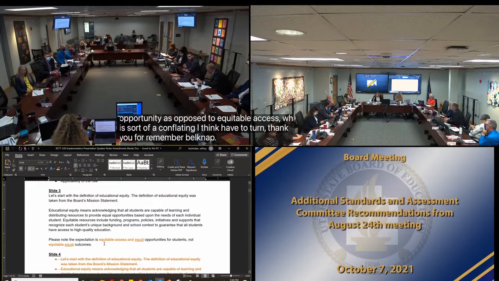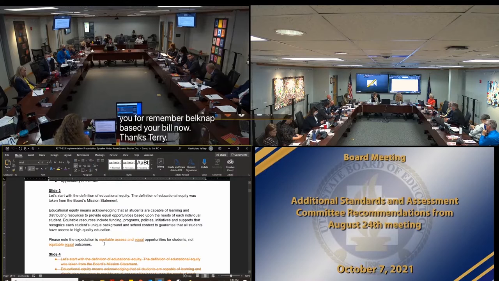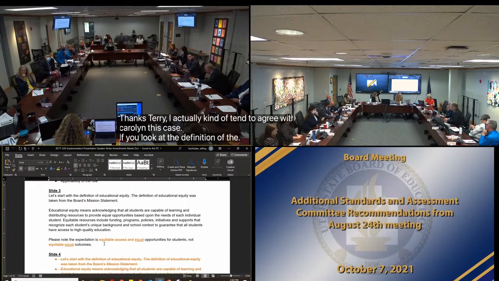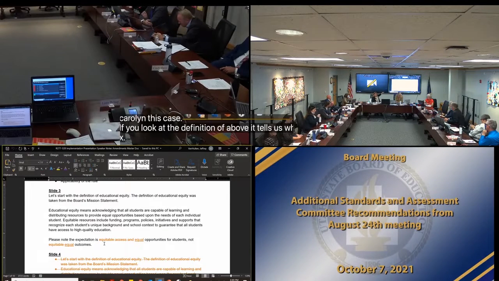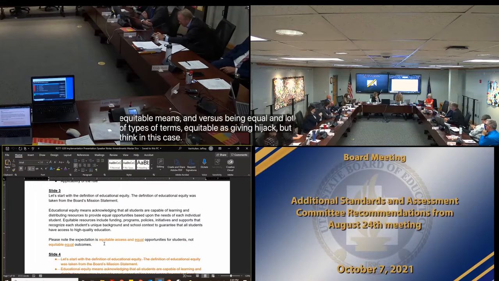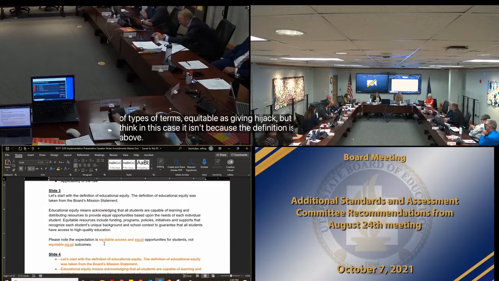Vice Chair Belknap, I should say. Thanks, Chair. I actually tend to agree with Carol in this case. If you look at the definition up above, it tells us what equitable means versus being equal. A lot of times the term equitable is getting hijacked, but I think in this case it isn't, because the definition is up above.